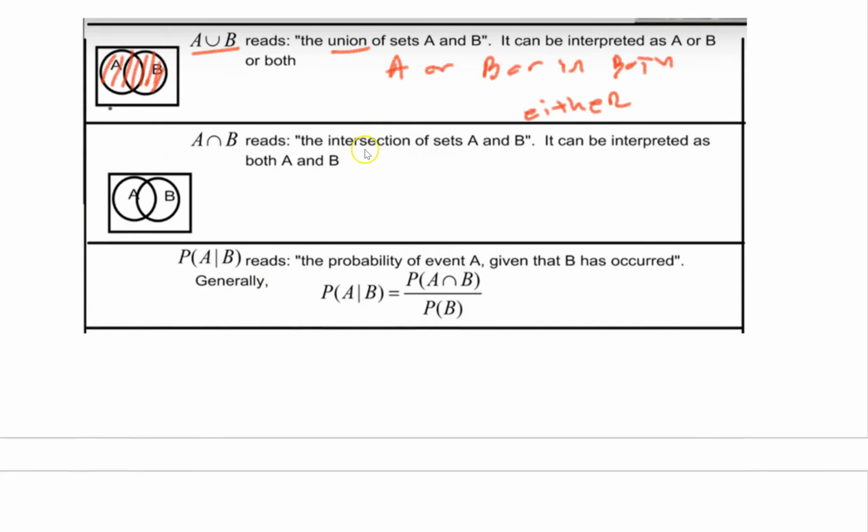Intersection is much different. Intersection is and, has to be both. So intersection is both A and B, so it has to be in both of them. Very important: union means either. So I could have this or that. I'll be happy with either one. So all those work, including both of them. Intersection has to be both of them. I need this and that. I can't just give me one of them. It has to be the inside.